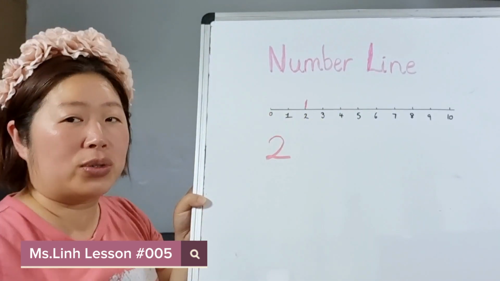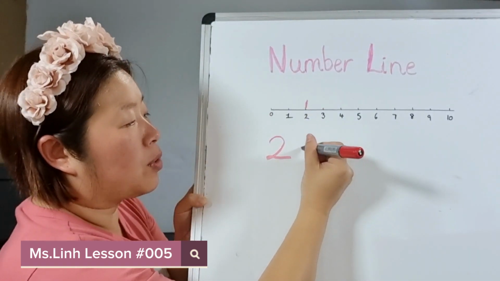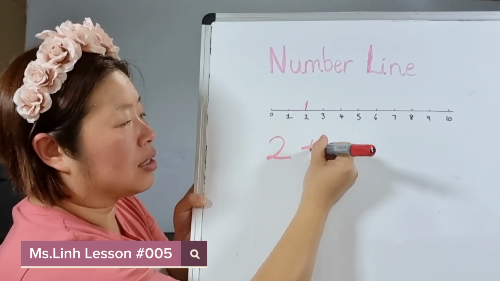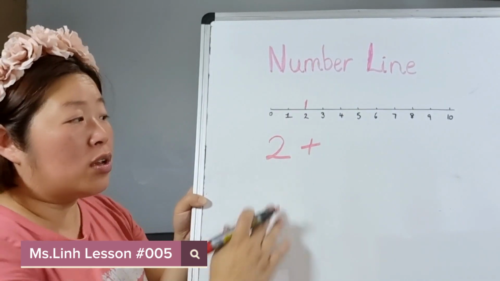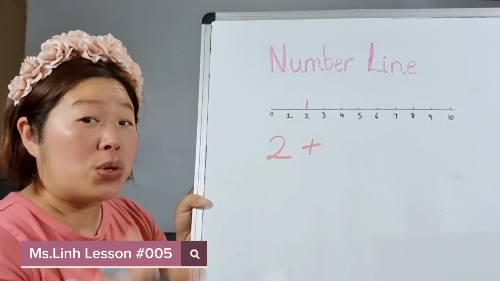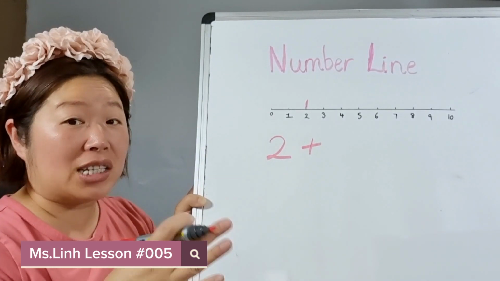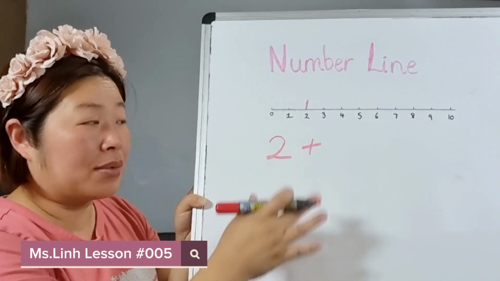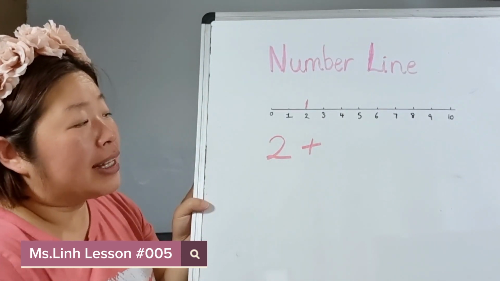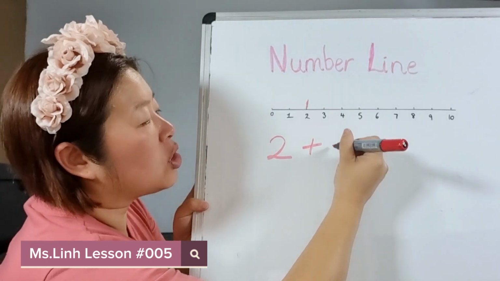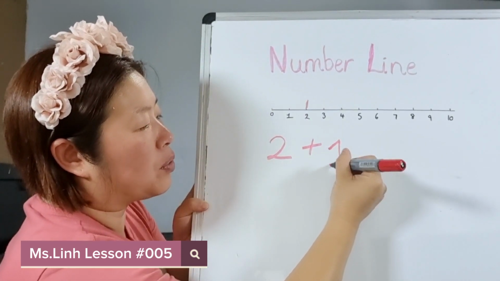So we mark 2. Plus, remember our addition, the plus sign means more, having more. So if you're not sure what I'm talking about, you can watch the last 4 videos again, and it will make a bit more sense, okay? Now, let's say I'm going to add just one more. Just make it nice and simple, one more.